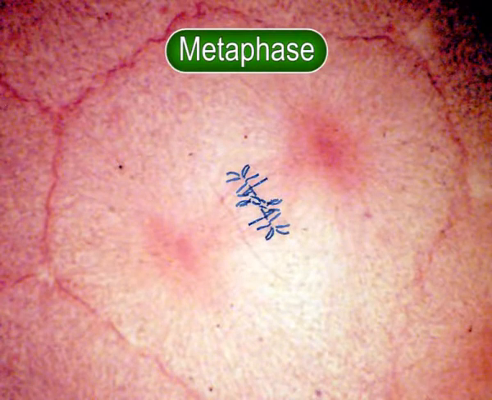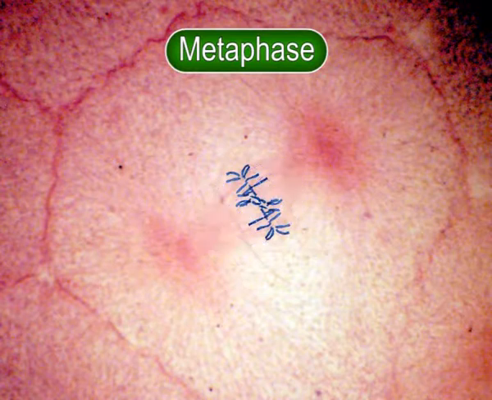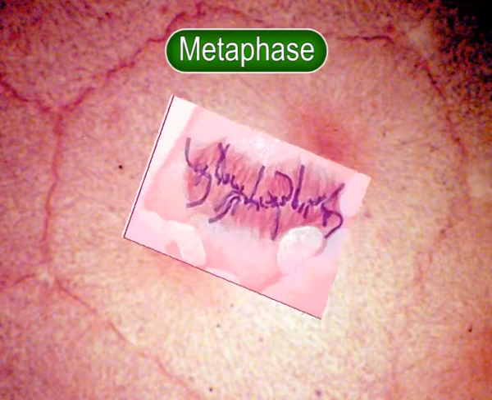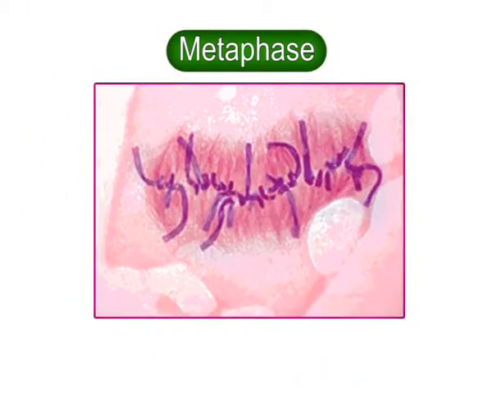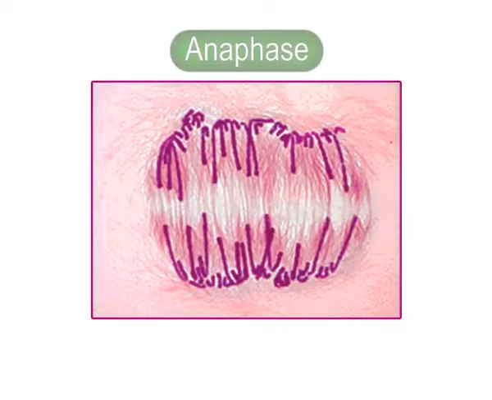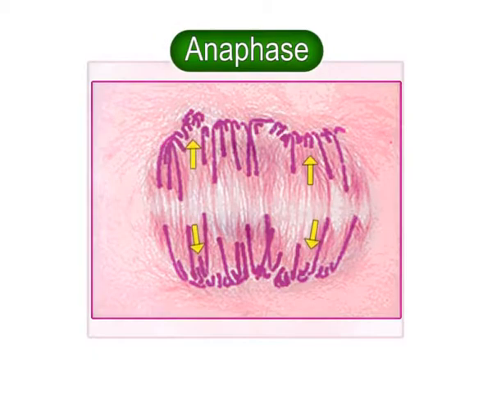This cell depicts metaphase. Complete spindle of fibers, microtubules has developed. Chromosomes have become thick and have arranged themselves at the equator of the spindle. This is anaphase stage of mitosis. The two sister chromatids of each chromosome have separated. The separated chromatids would like to go towards poles.